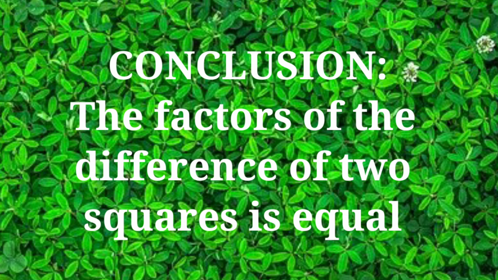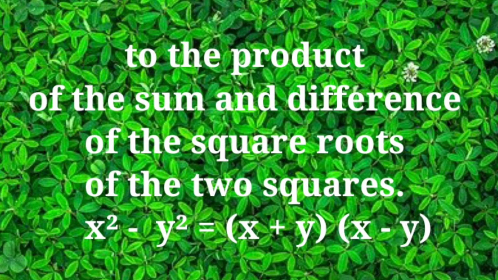Conclusion. The factors of the difference of two squares is equal to the product of the sum and difference of the square roots of the two squares. X squared minus y squared equals x plus y, x minus y.